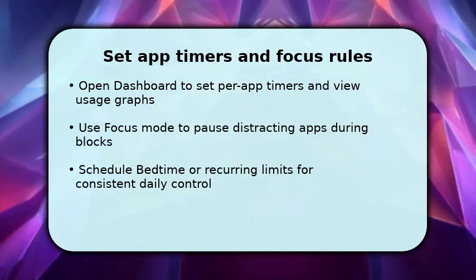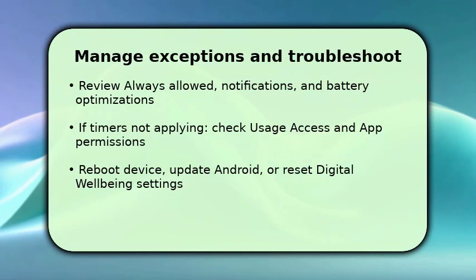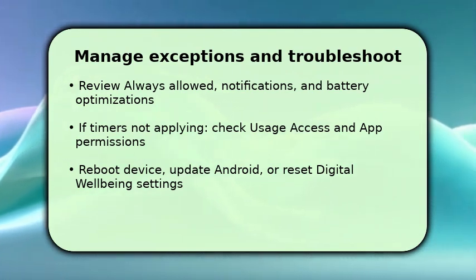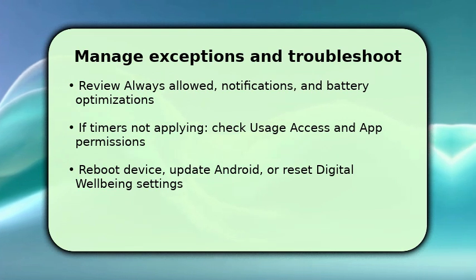You finish by reviewing exceptions. Confirm which apps are always allowed and adjust notification settings to avoid bypassing limits. If timers don't apply, you should check usage access and background restrictions. Sometimes permissions reset after updates.